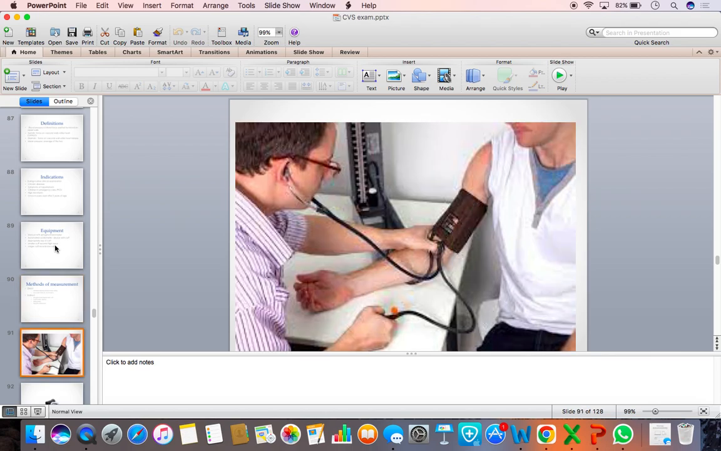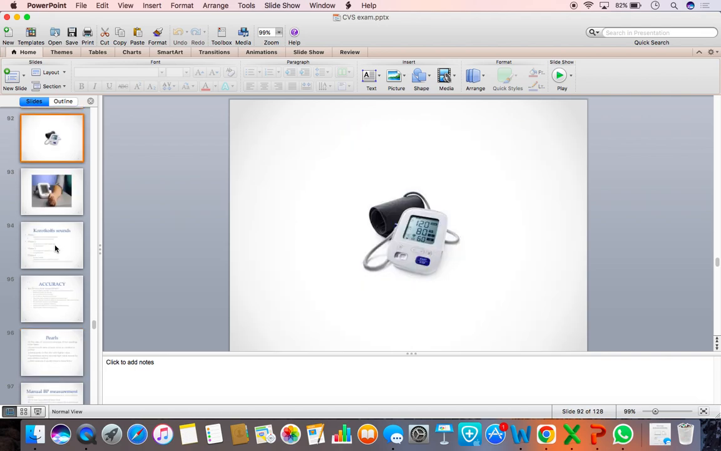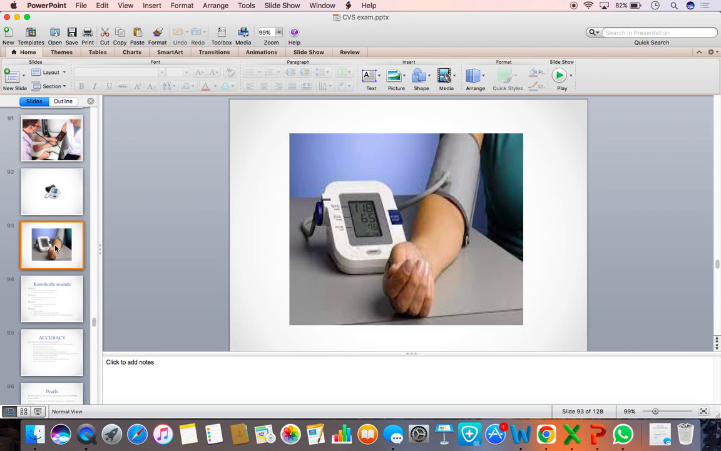This image shows how the blood pressure is recorded by sphygmomanometer using the cuff. This is an electronic device, automated recording by the oscillometric method. This is how it is recorded.